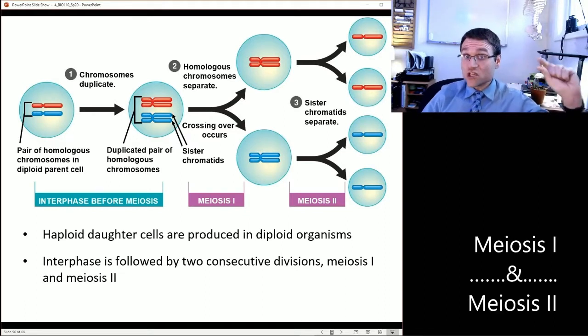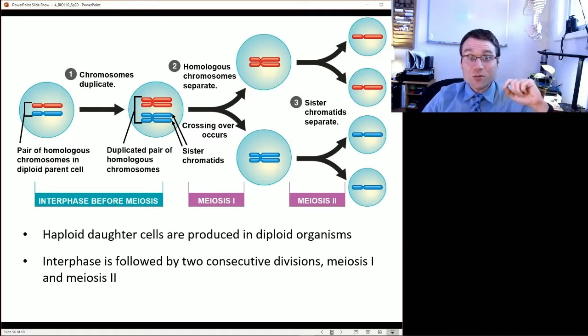You have G1, S, and G2. Okay, so all of those same events, duplicating the chromosomes, making sister chromatids for each chromosome, that happens before meiosis as well. Cell puts on mass, goes about its normal cellular functions, that happens before meiosis as well. So interphase is the same.